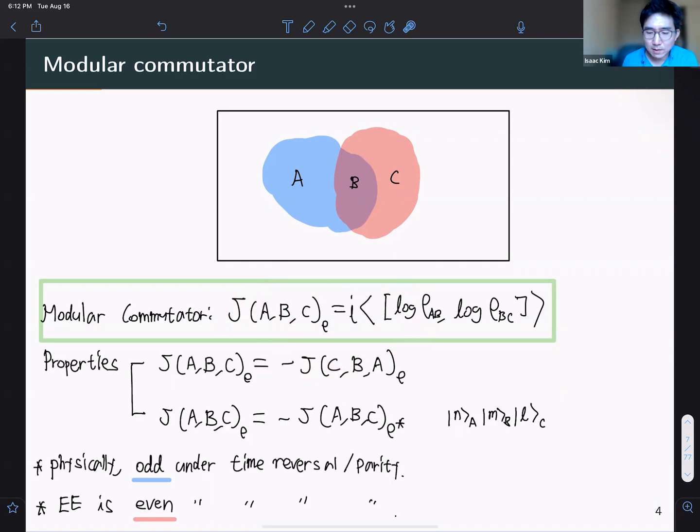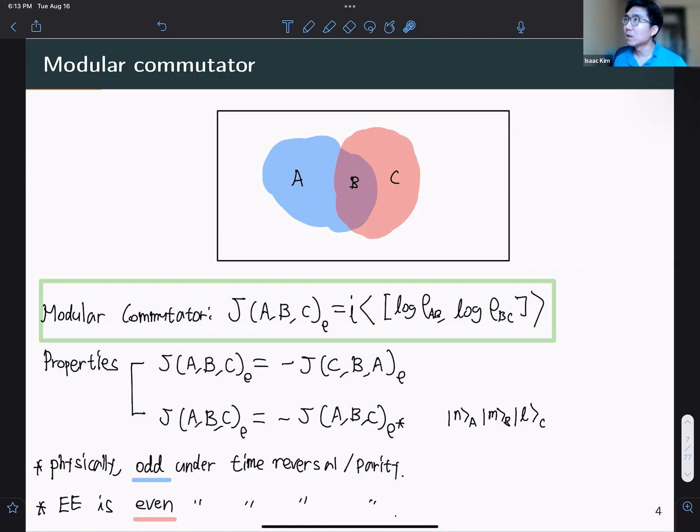People didn't really use it as an entanglement measure because it can be minus, so it can be both plus and minus. When it's minus, it's not entirely clear what that means. But it's pretty clear that there is something quantum here, because if everything is classical, you can diagonalize the density matrix in the product basis. In that case, log rho_AB and log rho_BC can be simultaneously diagonalized, so they commute with each other and this will be trivially zero. So for this quantity to be non-zero, there has to be something quantum, but the nature of it is not so clear.